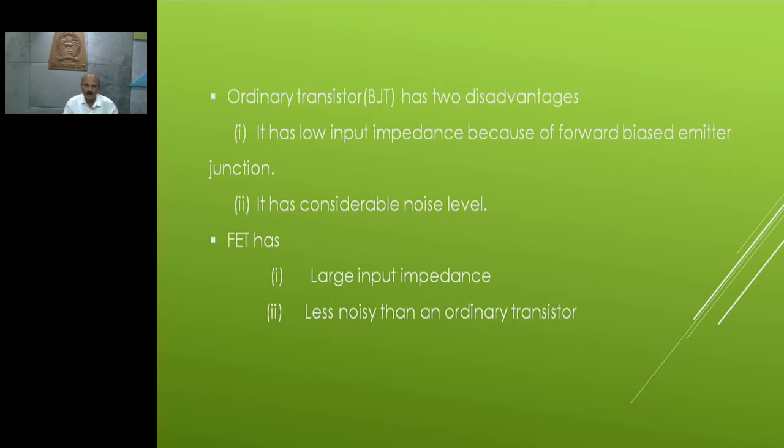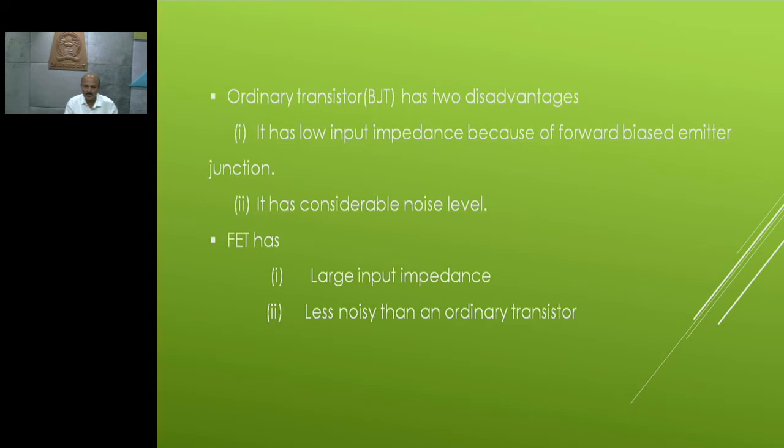Now, as far as the BJT, that is an ordinary transistor, is considered, there are two disadvantages that the BJT must have. The first disadvantage is that the BJT has a very low input impedance. Why does the BJT have a very low input impedance? Because of the forward biased emitter junction.